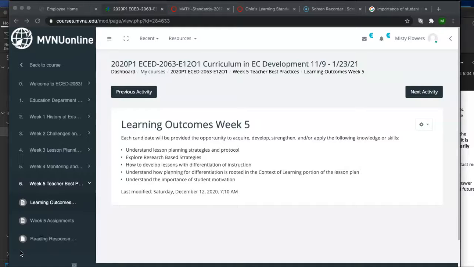If they are at-risk students, the differentiation may be backing up instruction. If they're higher achieving students, differentiation may be digging deeper into a topic that you're all learning about. You're going to be looking at how planning for differentiation is rooted in the context of learning portion of the lesson plan. And you're going to understand the importance of student motivation.